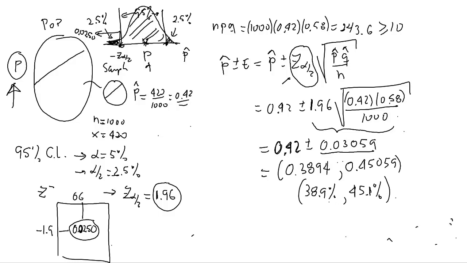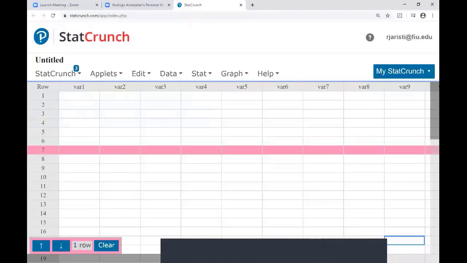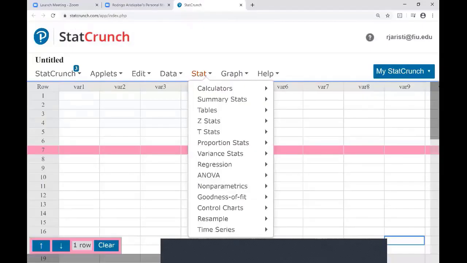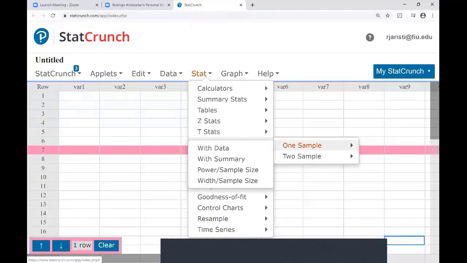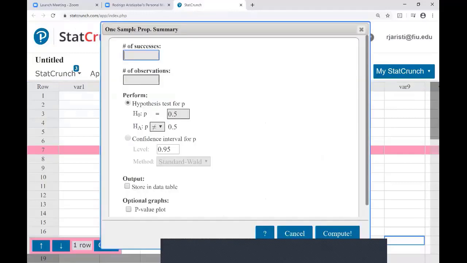Then how can we use StatCrunch in this problem? In StatCrunch, we have to go to Stat, then Proportion, and in Proportion we can go to One sample because we have only one sample, and in this case we have the summary. We don't have the total data, we have the summary. Why the summary? Because I selected 1,000 people and I asked all of them, do you agree with the way that the government is handling the coronavirus situation? Then 420 of them said that they agree. How many times did we ask the question?